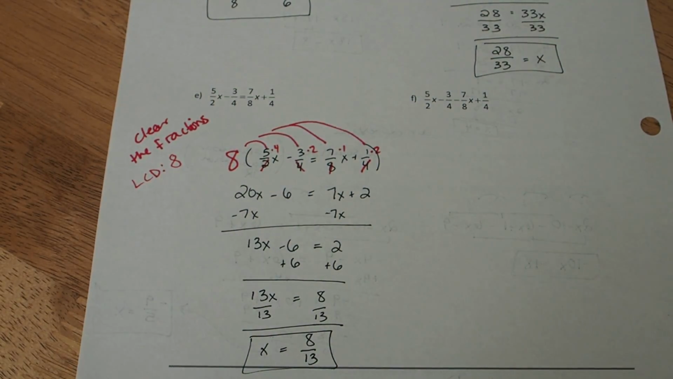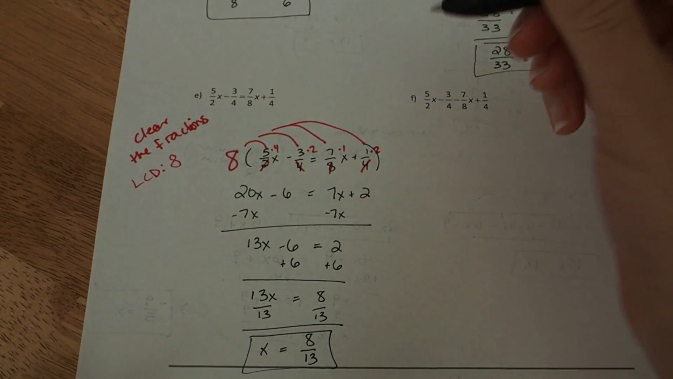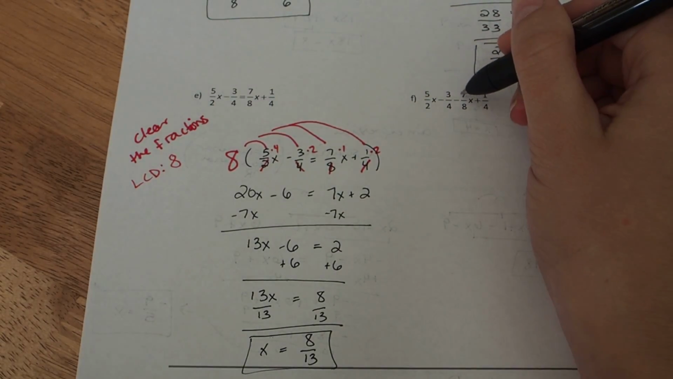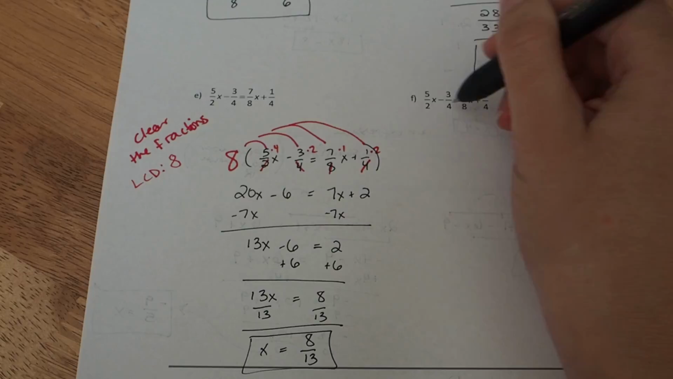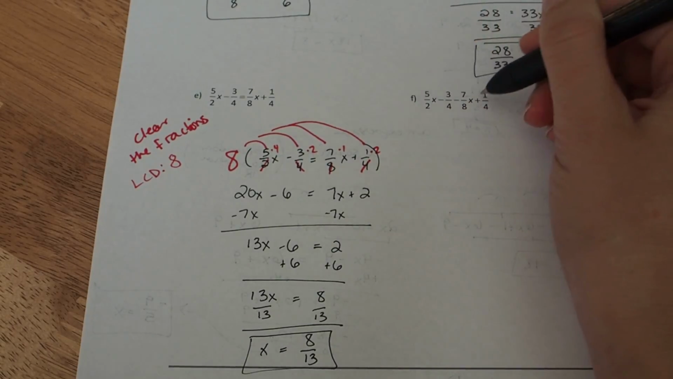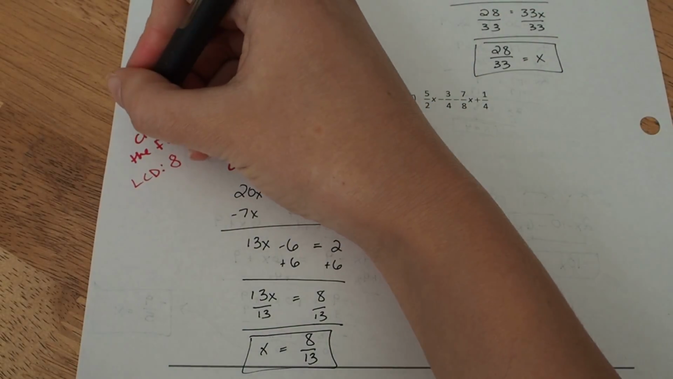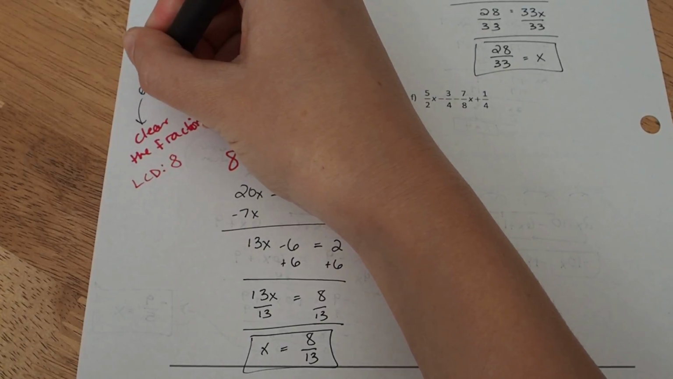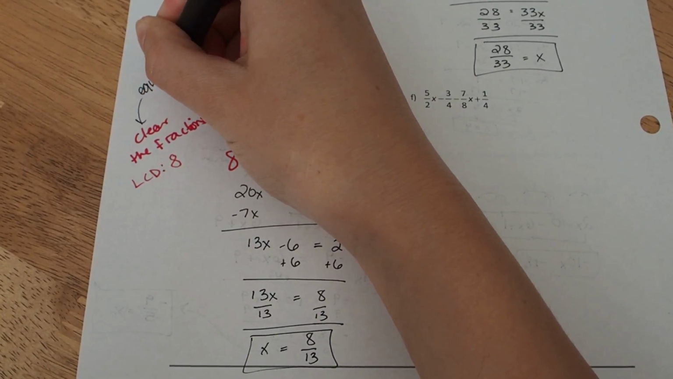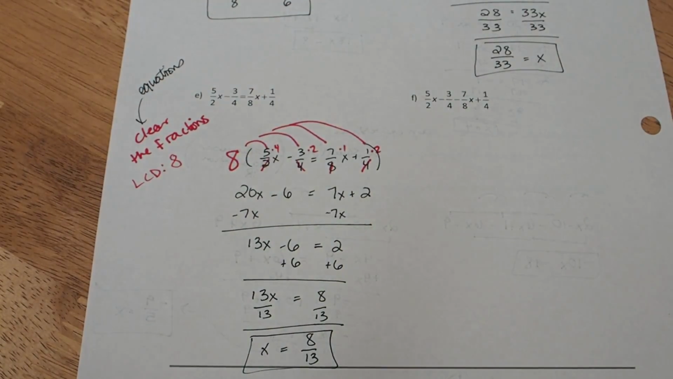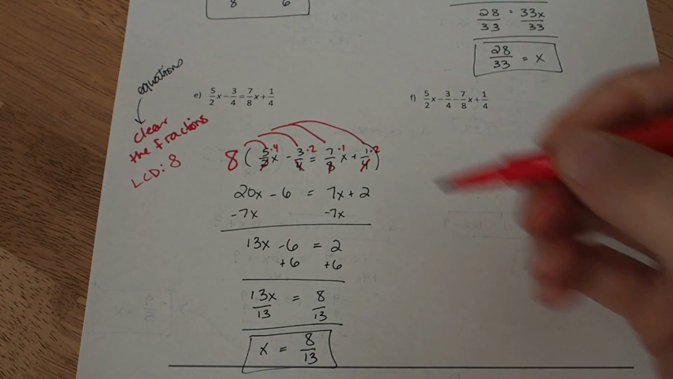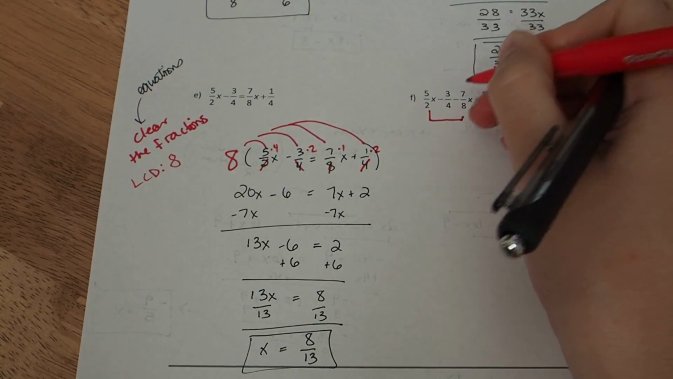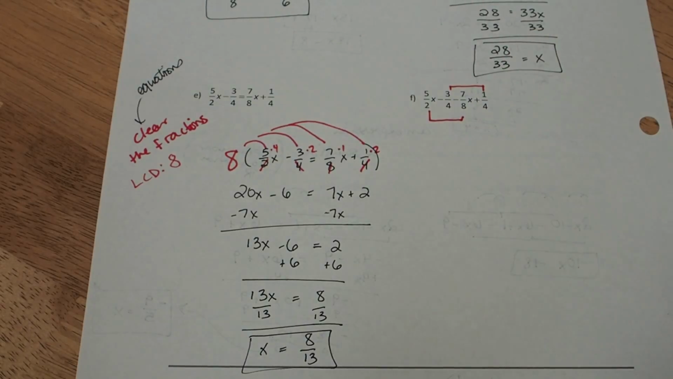Once again, comparing this to part F. Part F starts off in a very similar fashion, but it's got a subtraction, not an equal sign. This is all just one expression. If it's one expression, I can't clear the fractions. This is for equations only. So I instead have to get common denominators between the like terms. So we're going to get common denominators between the x terms and between the constant terms.